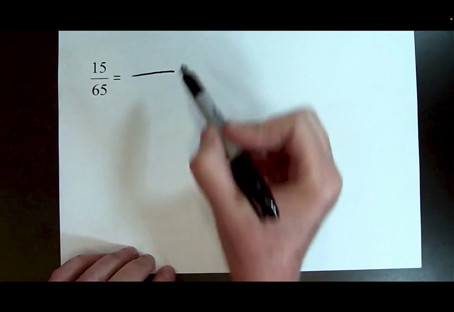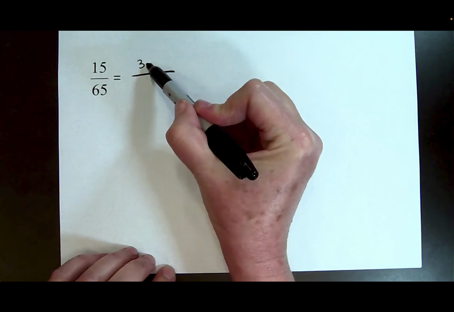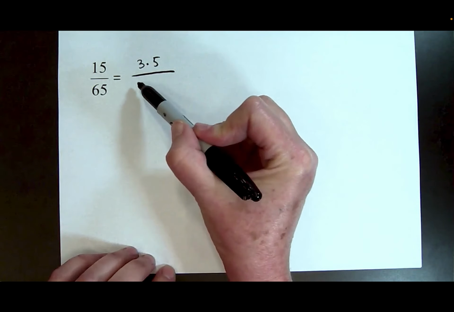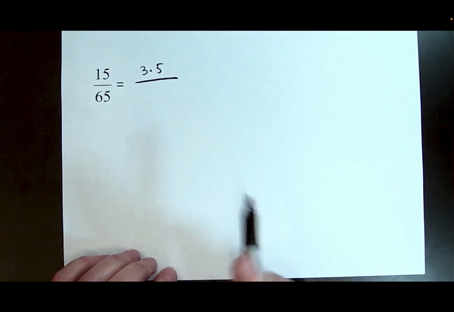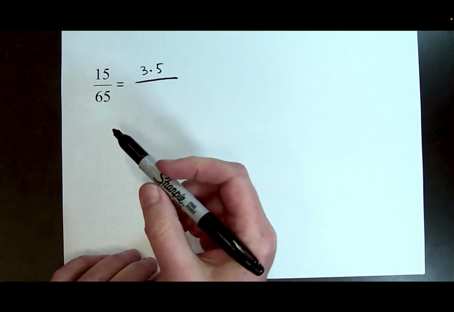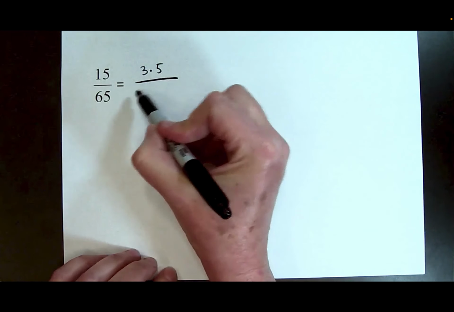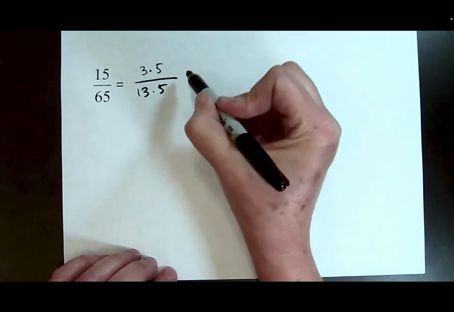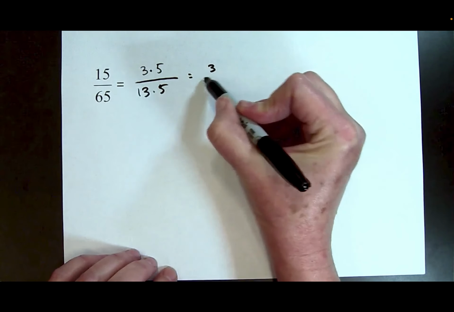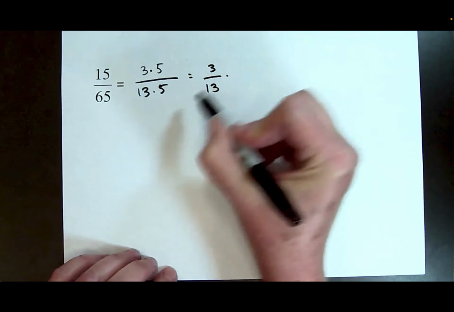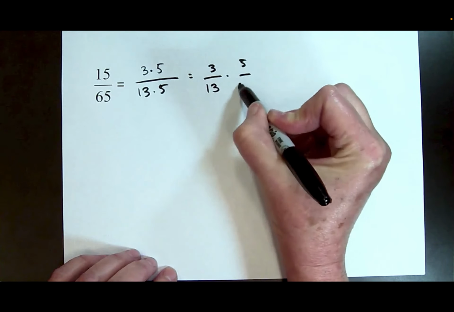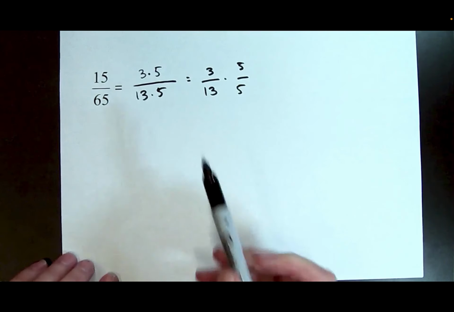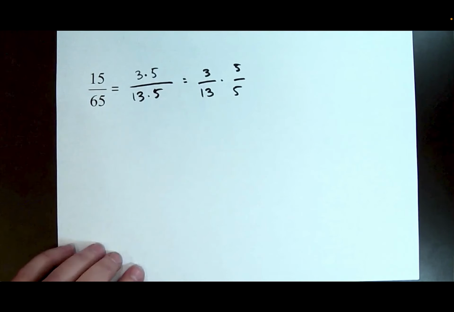So first of all, remember we said we simplify fractions by canceling common factors. So you have to have factors in order to cancel. So I'm going to go ahead and factor 15. That factors as 3 times 5. 65 factors as 13 times 5. And now let me point out that because of the way fraction multiplication works, it's the same thing as saying I have 3/13 times 5/5, right? Because when you multiply fractions, you just multiply straight across.